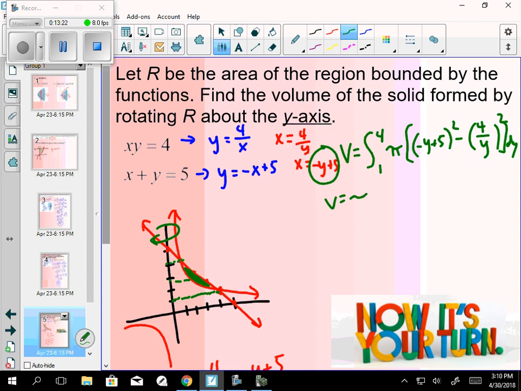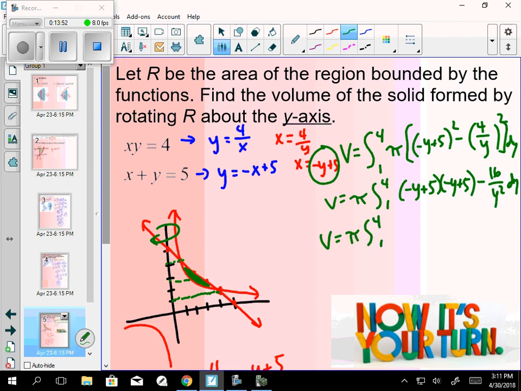All right, so if you pull the pi out, you got 4 and 1. Now, you got to be careful here squaring this. Don't put y squared plus 25. That's not what this equals squared. If you're going to square that, you're going to have to multiply two of these together. Negative y plus 5 times another negative y plus 5. Minus, and this other one, we can square both the top and bottom. It's going to be 16 over y squared. Multiplying that out, you're going to get y squared minus 5y minus another 5y, so minus 10y plus 25 minus 16 over y squared.